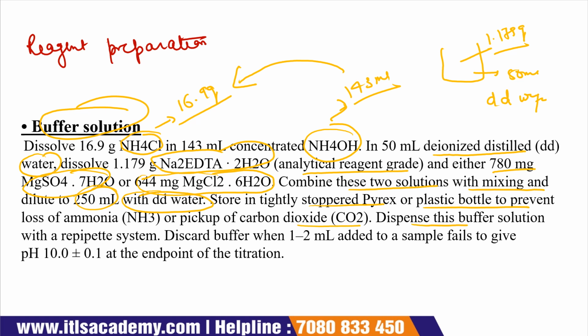Now dispense this buffer solution with the repipette system and discard the buffer if 1 to 2 ml added to a sample fails to give a pH of 10 plus or minus 0.1 at the end point of the titration. So this is how we prepare the buffer solution.